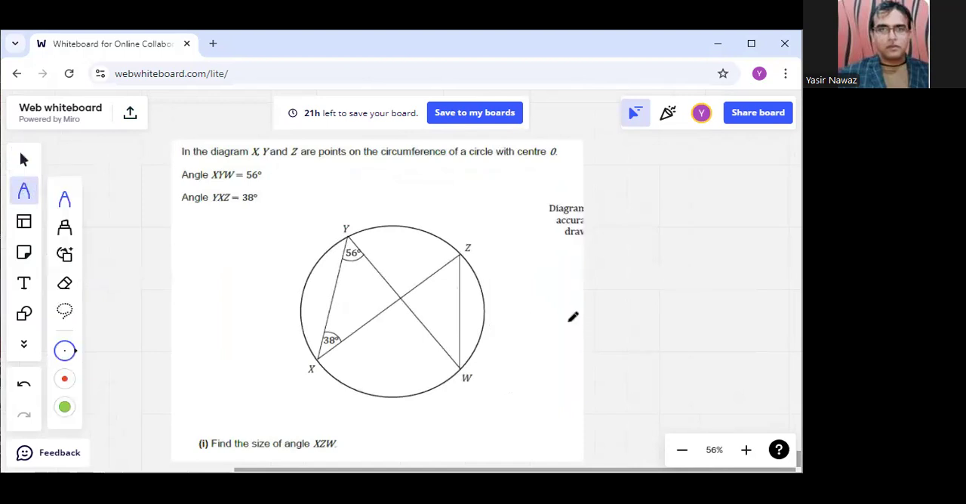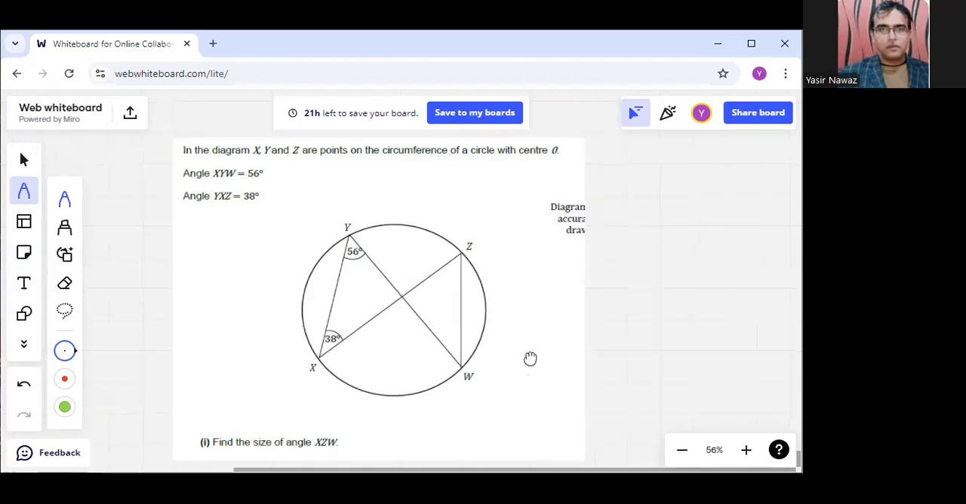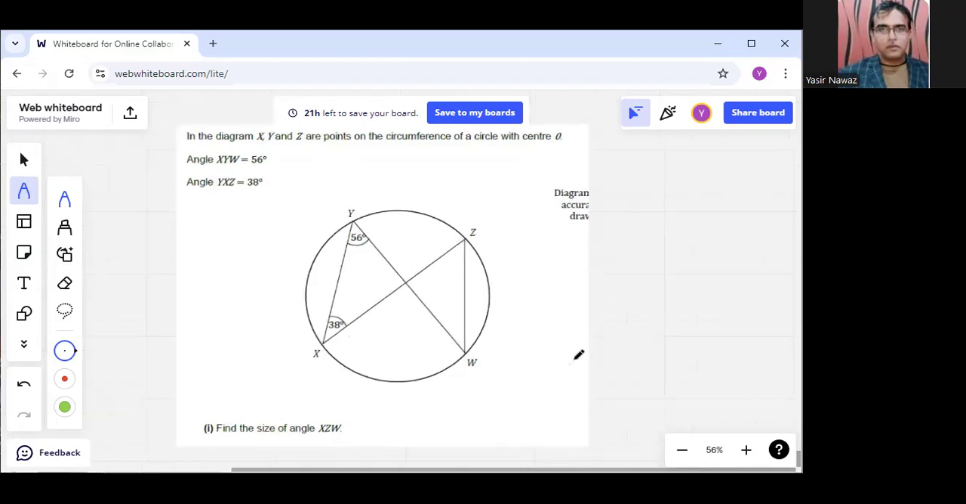In the diagram, X, Y, and Z are points on the circumference of a circle with center O. One angle is 56, which is already mentioned, and angle YXZ is 38. Find the size of angle XZW, this angle. According to the theorem that angles in the same segment are equal, if this is 56, this would also be 56. If this is 38, this would also be 38.